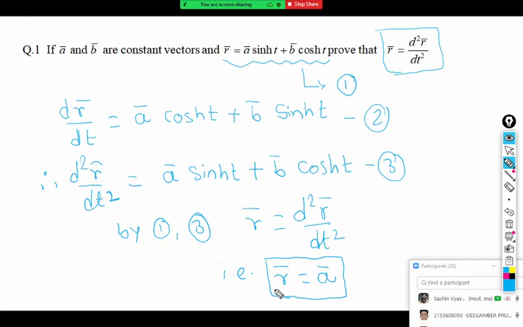If you see the mathematical part, it is really simple. What you have to do is, r bar given, just differentiate it twice and show they are equal. That's the end of the question. Nowhere in the question is it written to interpret the result, so no need to say that r bar and a bar have the same direction. All those things no need to write, because nowhere is it given to interpret the result.